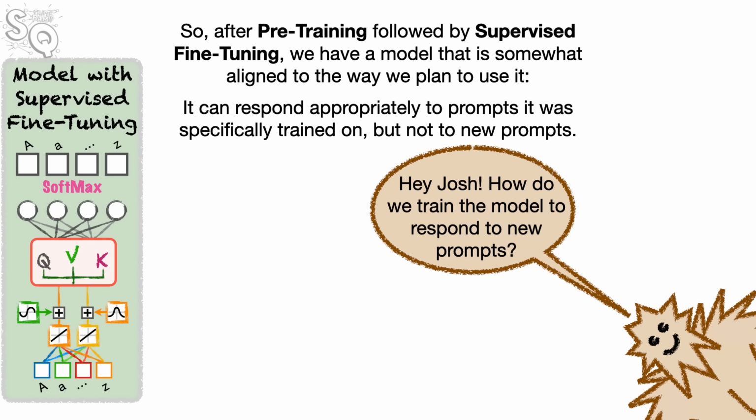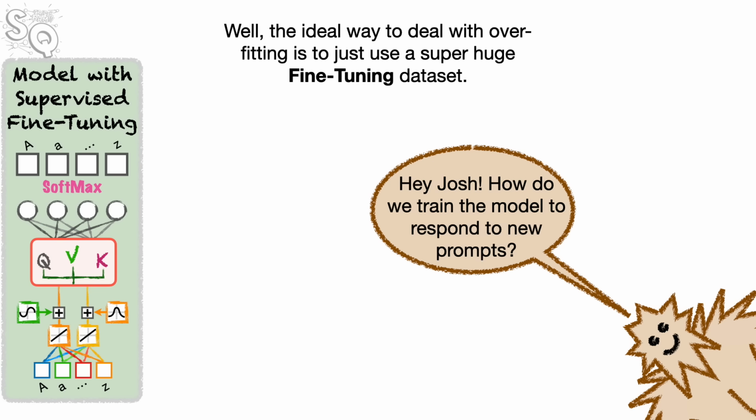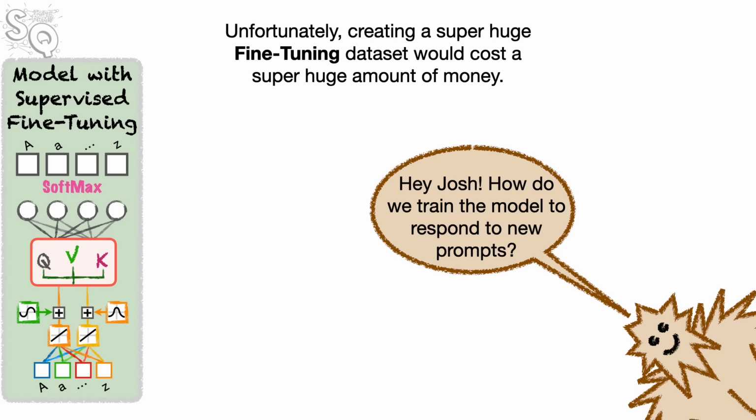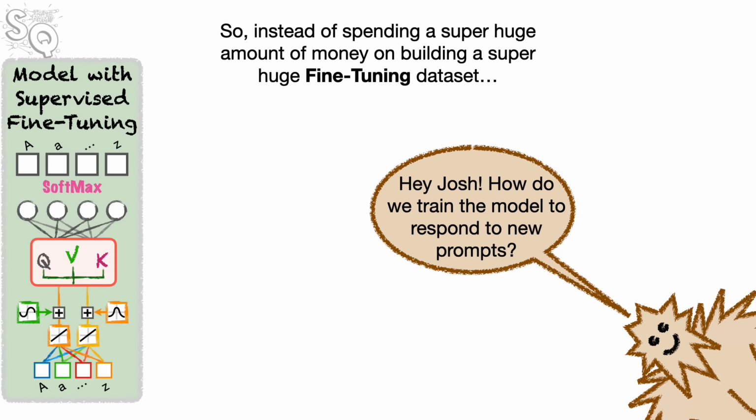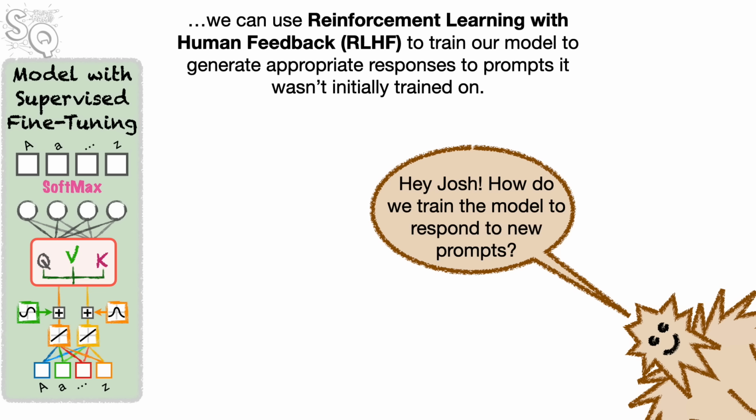Hey Josh, how do we train the model to respond to new prompts? Well, the ideal way to deal with overfitting is to just use a super huge fine-tuning dataset. Unfortunately, creating a super huge fine-tuning dataset would cost a super huge amount of money. So, instead of spending a super huge amount of money on building a super huge fine-tuning dataset, we can use reinforcement learning with human feedback to train our model to generate appropriate responses to prompts it wasn't initially trained on.